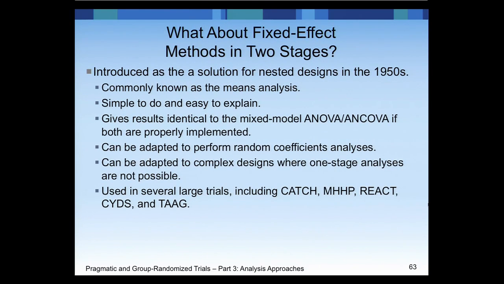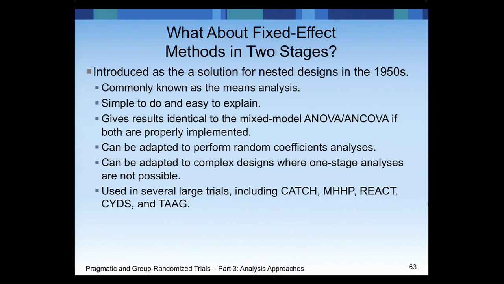What about fixed effects methods in two stages? These methods have been around for a long time. In fact, this was the original way to analyze data from a group randomized trial, even before the term group randomized trial was created. This is commonly known as a means analysis. It's very simple to do, very easy to explain. We essentially calculate means for each of the groups, whether adjusted or not, in a first stage, and then in a second stage we apply a t-test to the means as the raw data points with degrees of freedom based on the number of groups.